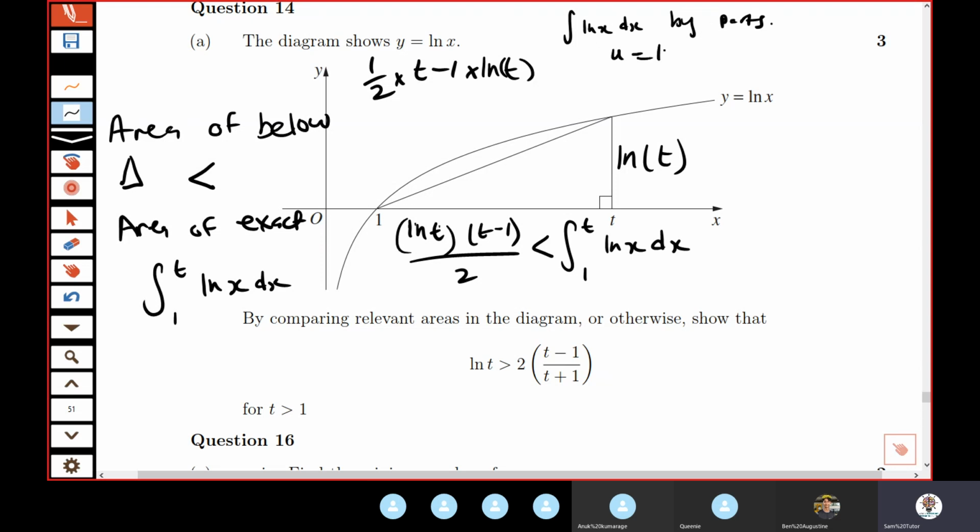So u is ln x, du equals 1 on x dx, dv equals dx, v equals x. Do your little tick thing. That becomes x ln x minus the integral of 1 dx. So the answer is just x ln x minus x.